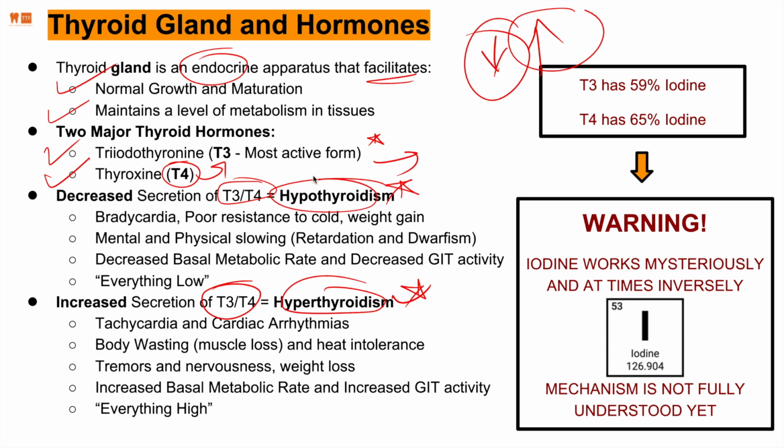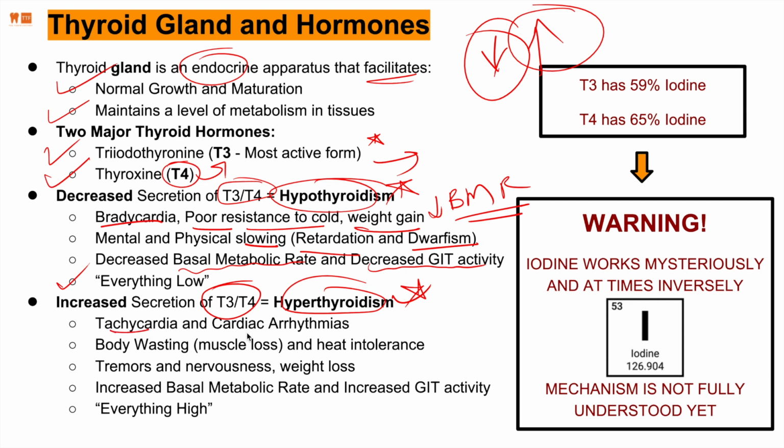Let's see what though. Hypothyroidism: bradycardia, poor tolerance to cold, weight gain, which is due to lack of basal metabolic rate. Therefore, no metabolism, weight gain happens. Mental and physical slowing, retardation, dwarfism, growth is stunted, decreased basal metabolic rate and decreased GI activity, therefore weight gain. Everything is low. The exact opposite is true for hyperthyroidism.